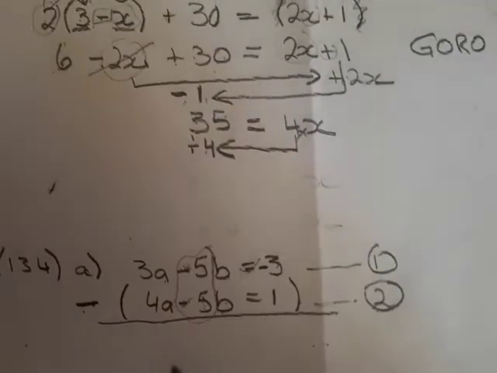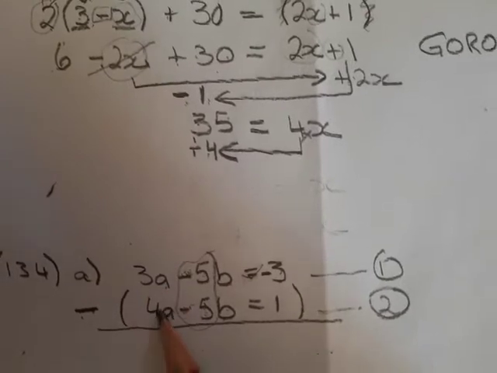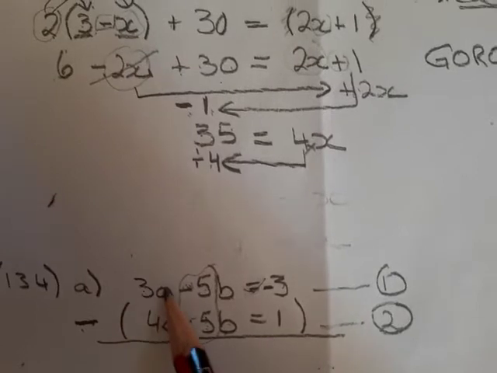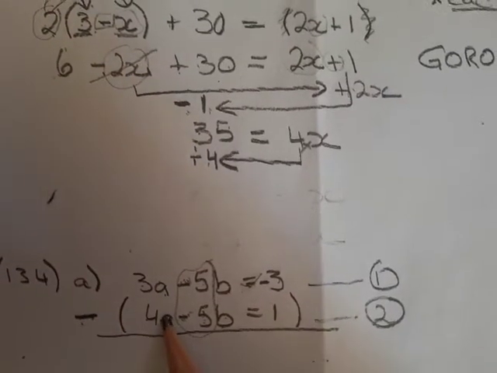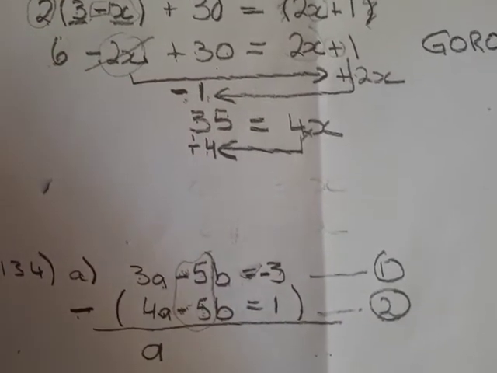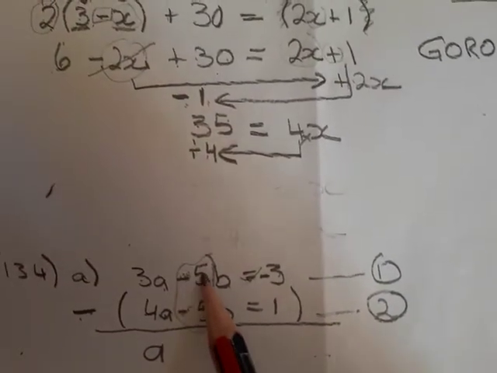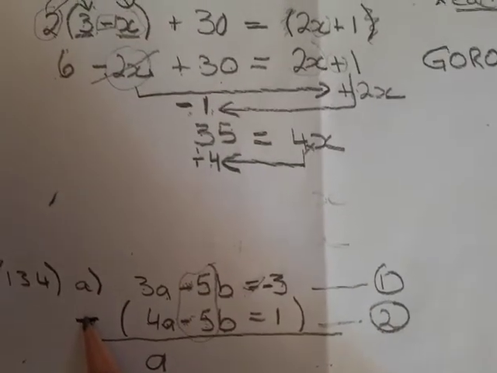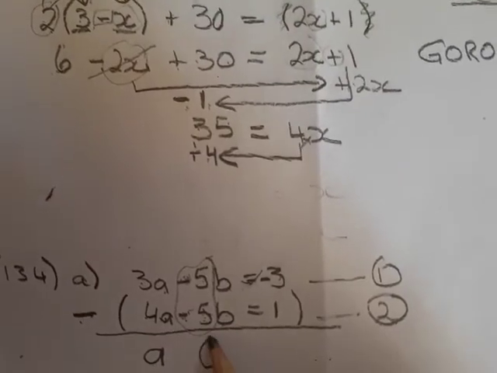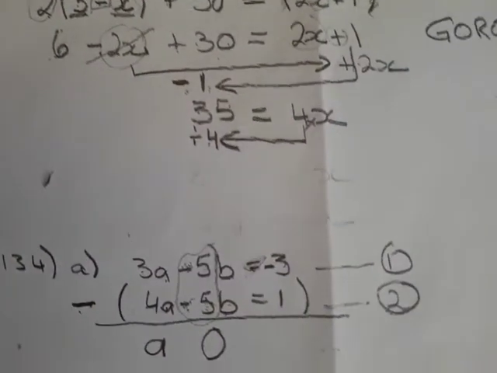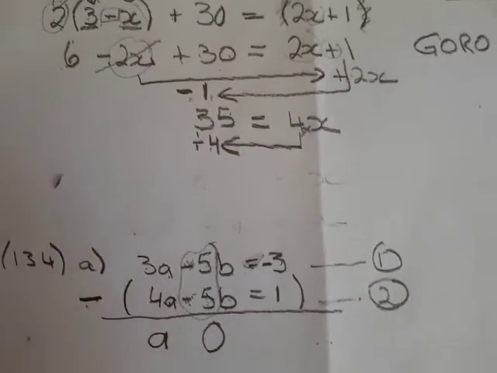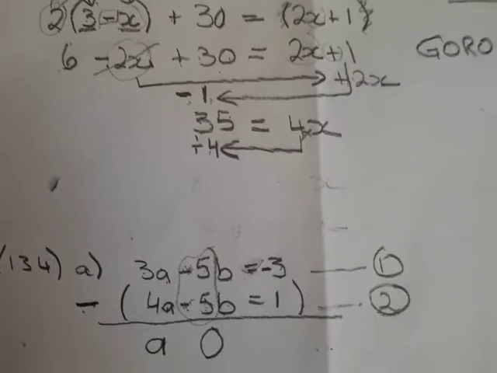So what I'm going to do, people, I now have A and A, which are like terms. So those I can now subtract. So 3A minus 4A gives me a remainder of A or 1A. Okay. Then if I have -5 minus -5, then this becomes 0. So there is no more B. That's why we call it the elimination.